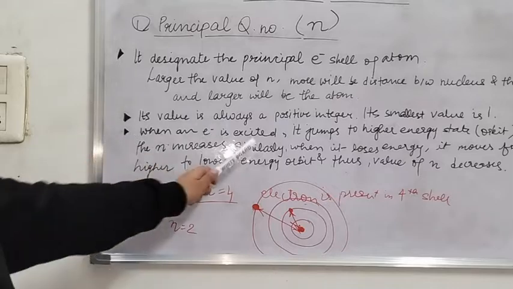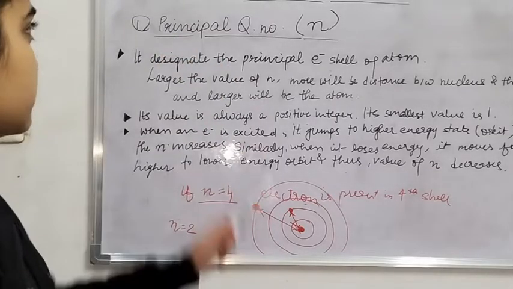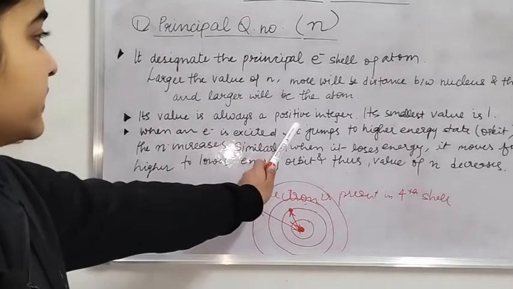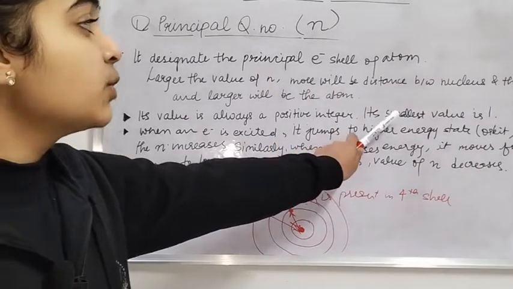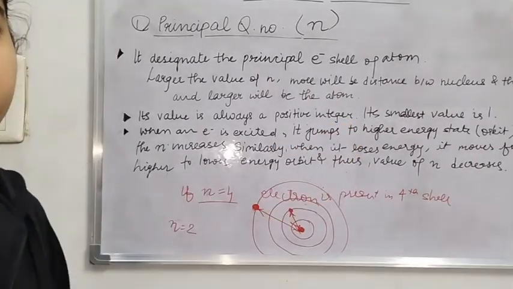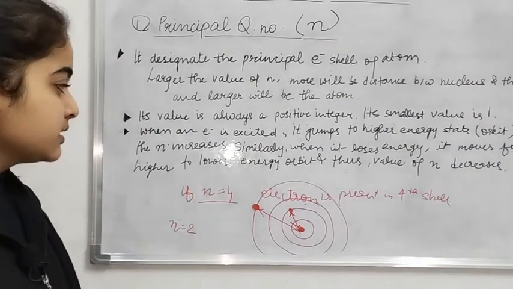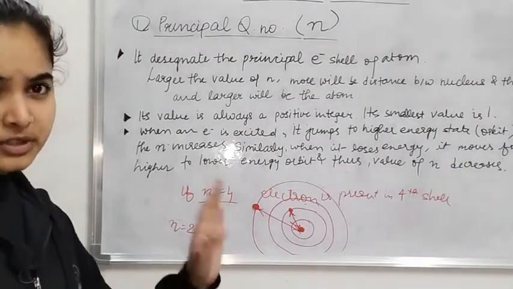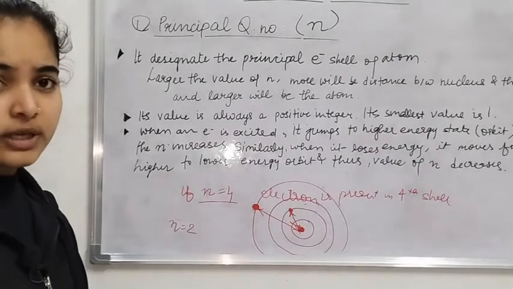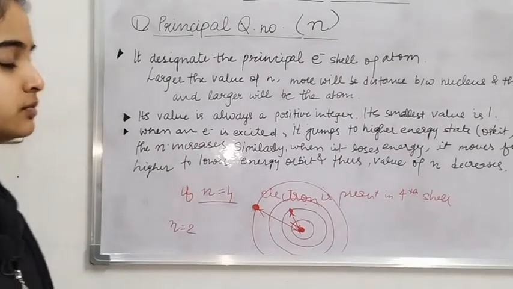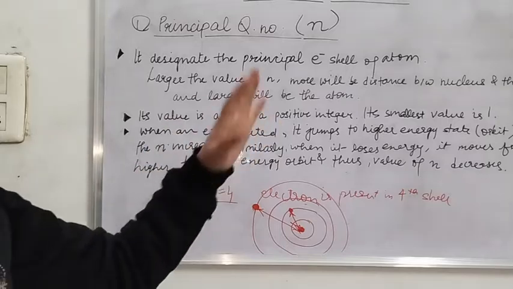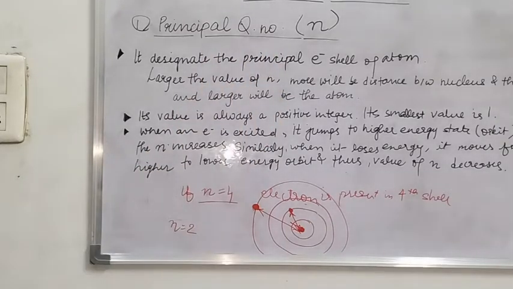Next is the value of the quantum number. This quantum number is always a positive integer. Its smallest value is 1. It cannot be negative because the number of shell cannot be negative. An electron is present in at least the first shell, so its value cannot be negative or 0. It can be 1, 2, 3, 4 and so on.